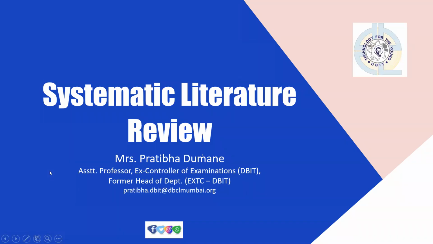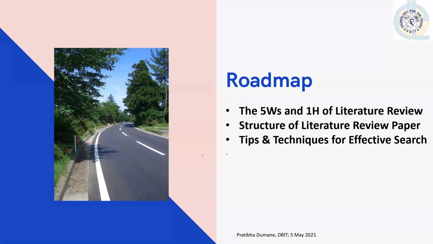Good morning, students. Today we'll see a session on systematic literature review. In this session, we will study the 5 W's and 1 H of literature review. So what are the 5 W's and 1 H? It is the who, what, why, where, when, and how of the literature review, the structure of a literature review paper, and I'll give you a few tips and techniques for effective searching.